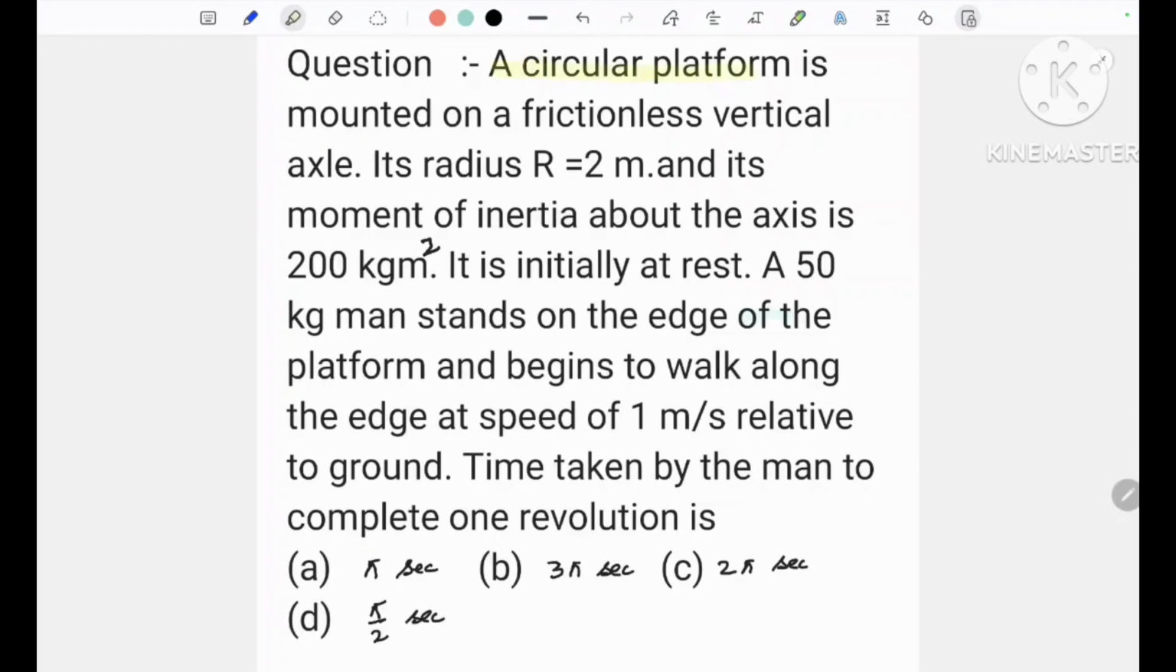Next, a circular platform is mounted on a frictionless vertical axle. Its radius is r and its moment of inertia about the axis is 200 kg meter square. It is initially at rest. A 50 kg man stands on the edge of the platform and begins to walk along the edge at speed 1 meter per second relative to ground. The time taken by the man to complete one revolution is.